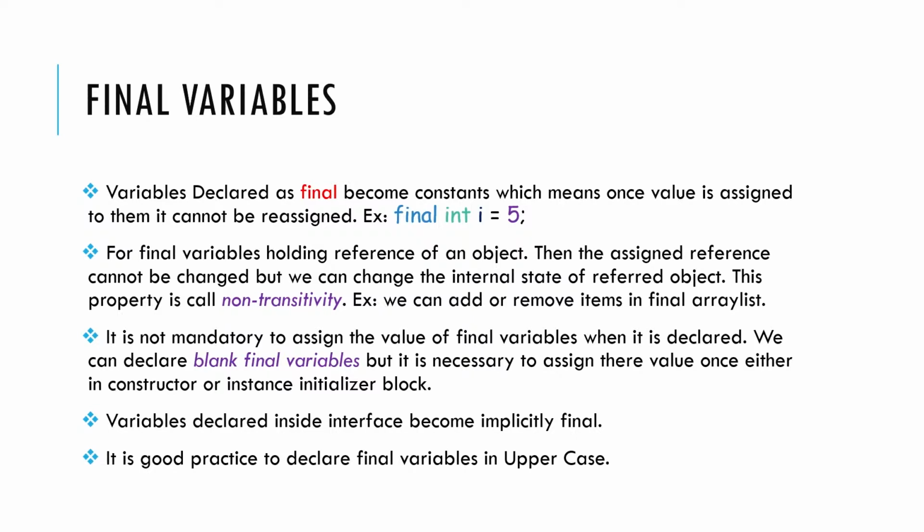They are: a variable declared as final becomes a constant, which means once a value is assigned to it, it cannot be reassigned. Example, final int i = 5. See, I have written final before the int i. For final variables holding a reference to an object, the assigned reference cannot be changed, but we can change the internal state of the referred object. This property is called non-transitivity.